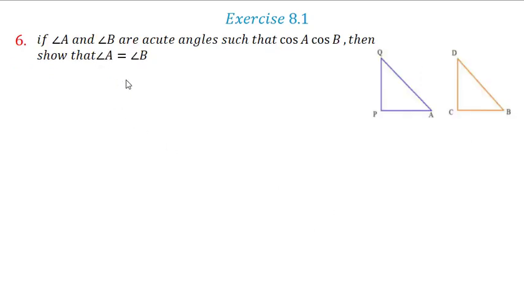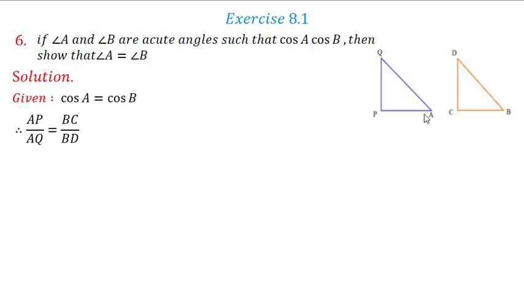Now the sixth problem is: if angle A and angle B are acute angles such that cos A is equal to cos B, then show that angle A is equal to angle B. Here there should be an equal sign. So what is given to us? We have cos A is equal to cos B. They haven't mentioned that angle A and angle B are in the same triangle. So here we have taken two different triangles in which angle A and angle B are acute angles. Both triangles are right angle triangles, as we define trigonometric ratios in a right angle triangle.